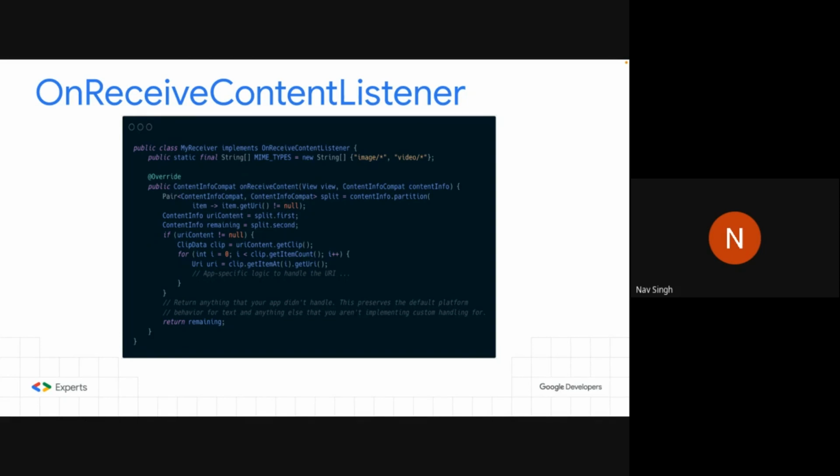As I told you, we need to define which content types we want to support. In this case, I have defined mime types for images and videos. Then I write the method called on receive content. This is the sample where I am partitioning the payload which I received when the user tries to insert content here.